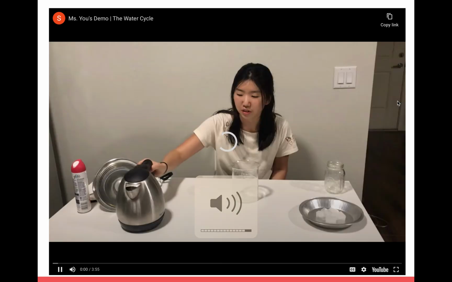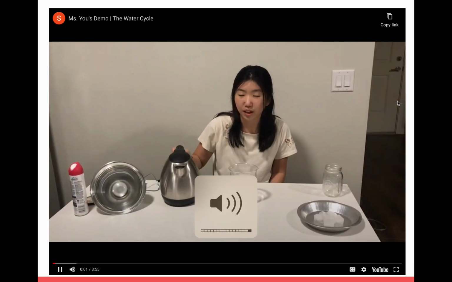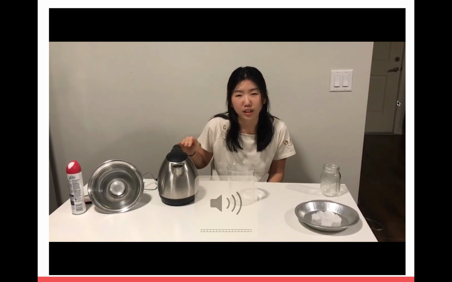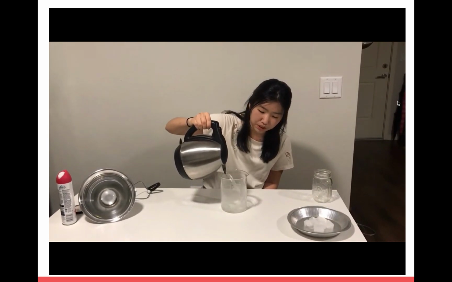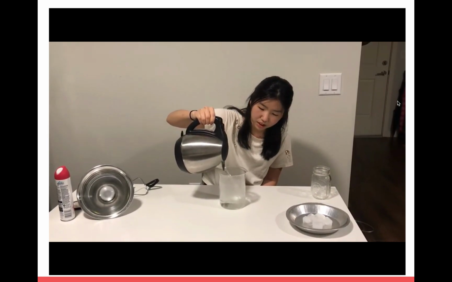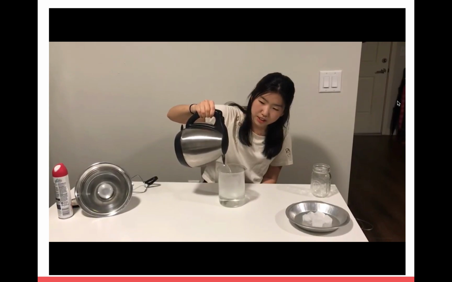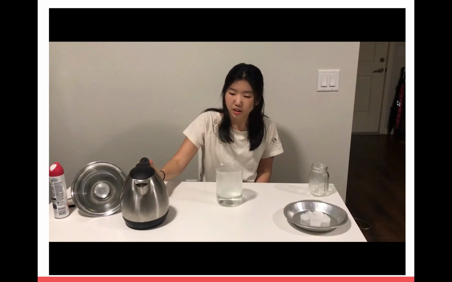Pay close attention, please. Here I have a kettle, and in here I put water, and we added thermal energy to the water. So when I pour the hot water here into this beaker, you see all the steam that is rising up. So all of the steam rising up is water vapor.